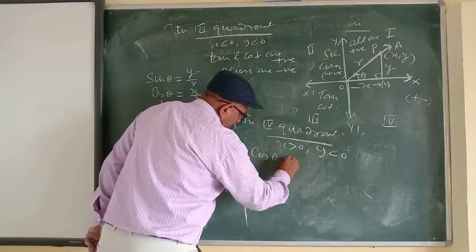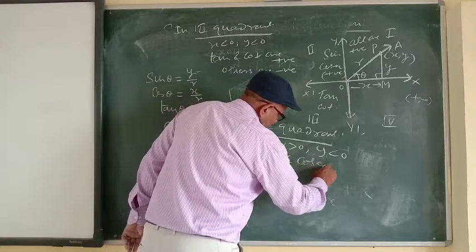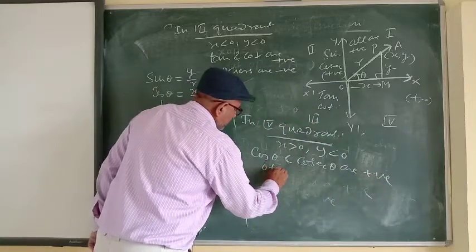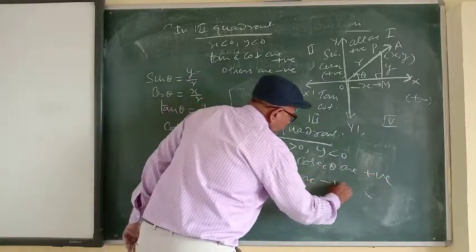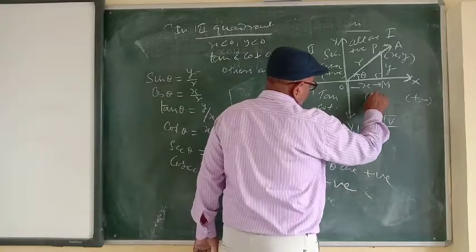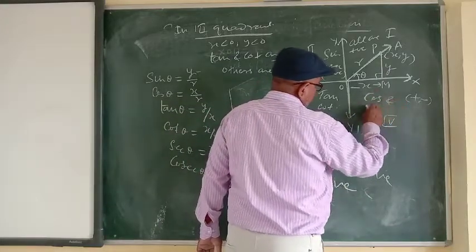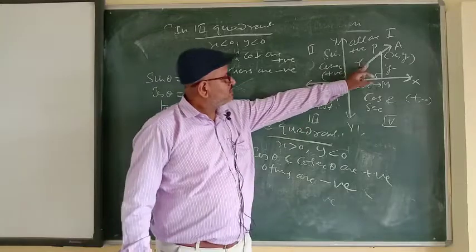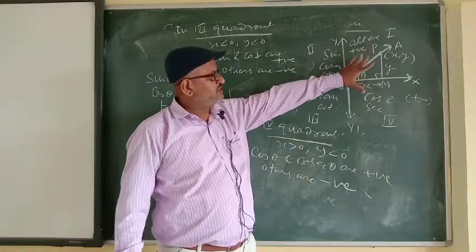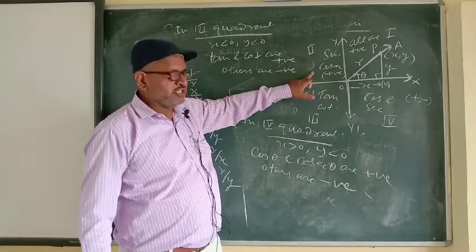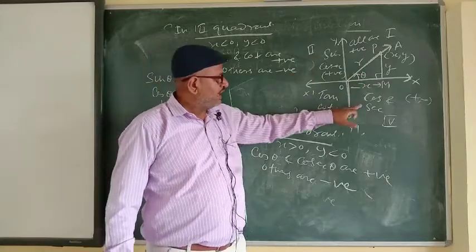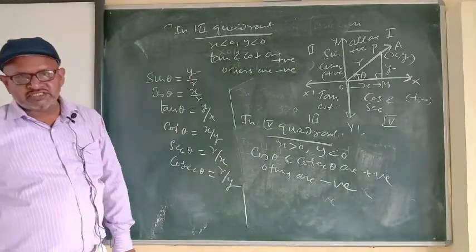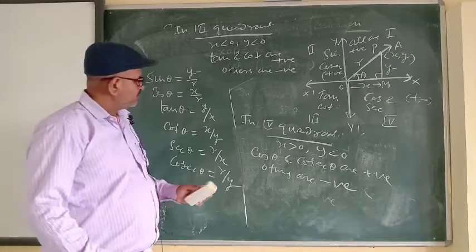So cos theta and sec theta are positive. Others are negative. So here only cos and sec are positive. So in the first quadrant, all the trigonometric functions are positive. In the second, sin and cosec are positive. In the third, tan and cot, and in the fourth, cos and sec are positive. So these are the signs of the trigonometric functions in different quadrants.